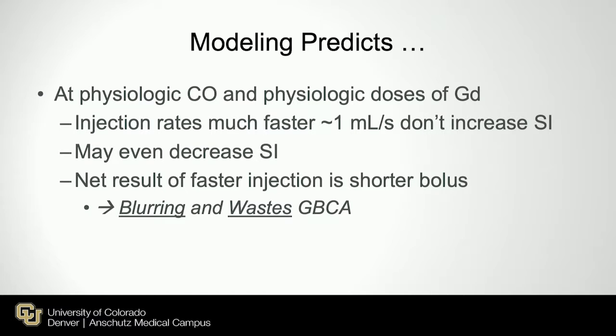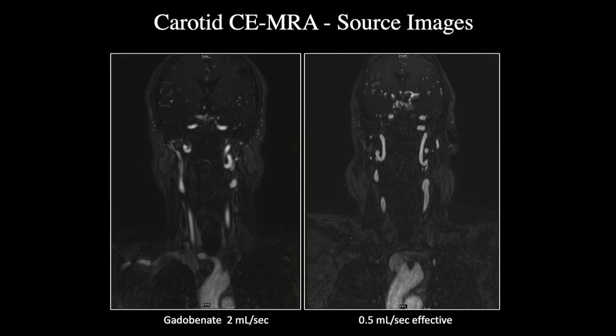So one of the things I've talked about over the years and tried to get people to understand and to do with their MRA is that really at physiologic cardiac outputs and the doses we give, injecting anything much faster than about 1 ml per second isn't really going to help you. It's probably going to decrease your signal intensity, and what it ends up doing is it ends up effectively shortening your bolus because you've injected the contrast faster than you need to.